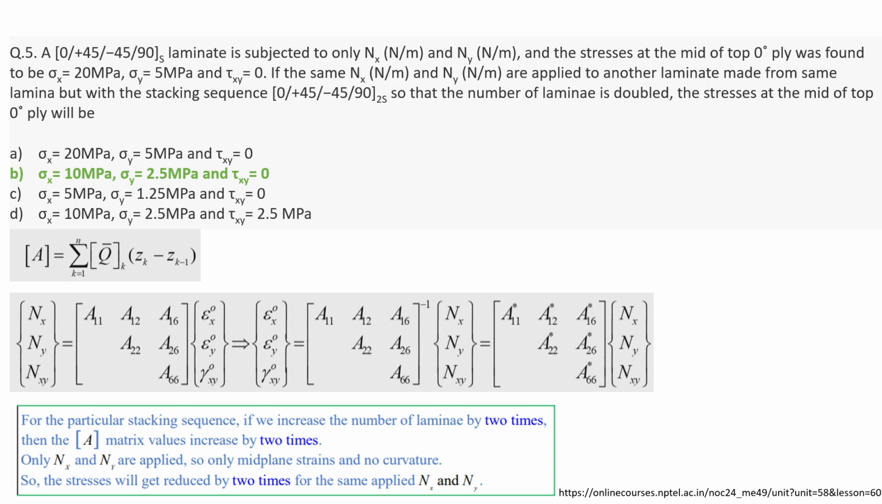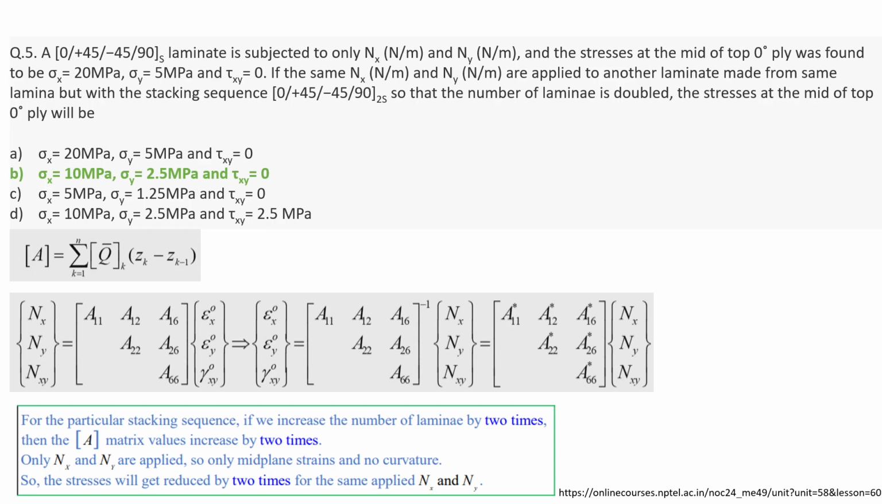The next one is that a 0 plus 45 minus 45 90 symmetric laminate is subjected to only nx and ny, and the stresses at the mid of the top 0-degree ply were found to be sigma x equal to 20 megapascal, sigma y equal to 5 megapascal, and tau xy equal to 0. If the same nx and ny are applied to another laminate made from the same lamina, but with stacking sequence 0 plus 45 minus 45 90 2s, that is, it is twice symmetric, so that the number of lamina is doubled, the stresses at the mid of the top 0-degree ply will be?